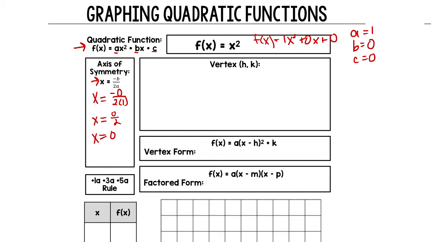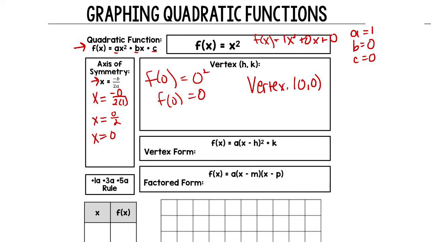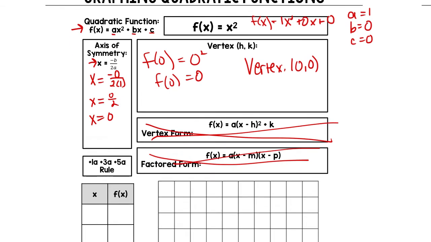To find our vertex, we're just going to find all the things first, and then we'll graph it. To find the vertex, we're going to take the axis of symmetry and plug it into our equation. So that'll be f of 0. X is 0. And that's 0 squared. Well, that means f of 0 is 0. So our vertex is 0, 0 at the origin. I don't care about the vertex form or the factored form. We'll talk about one of those later, but not yet.